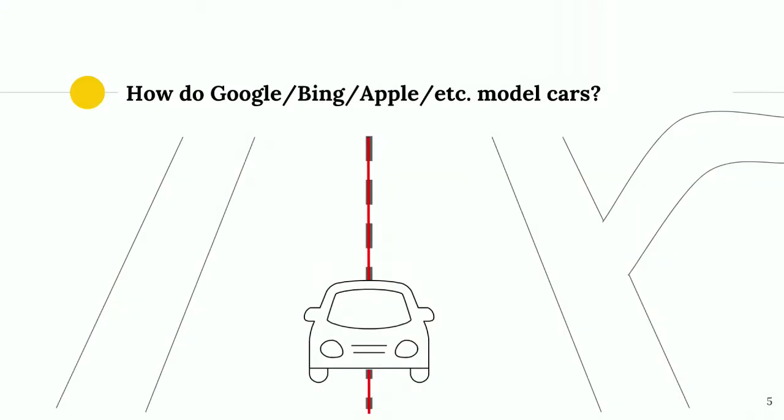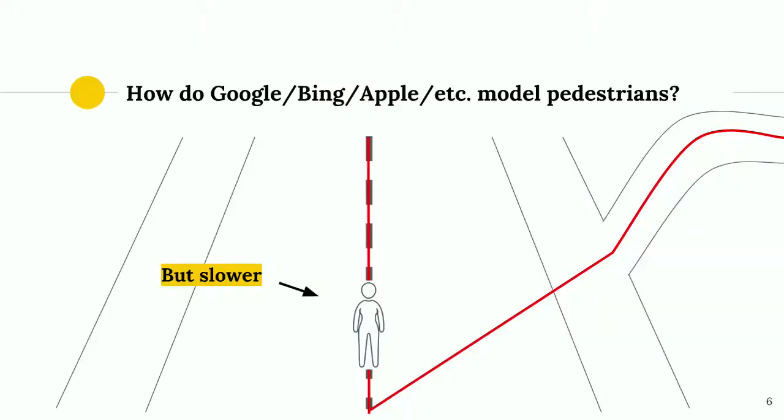So I'm going to provide a very simplified example. How do Google, Bing, Apple, or really everyone who wants to provide some kind of mapping service model automotive traffic or cars? Well, they know where the street is, and they can put you on that street and use that network to route you around. How do they model pedestrians? Well, they just make a couple tweaks. One, they say you are slower than a car. And then sometimes you can go on a couple extra paths, and then ideally they don't put you on a freeway. But that's about it.